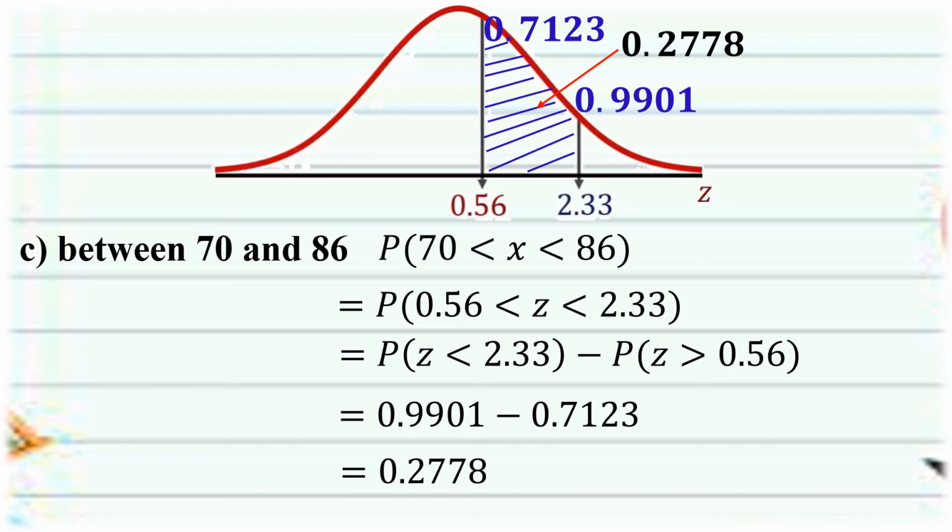So the area of this one is equal to 0.2778. And since we are going to determine the percent, we are going to multiply it by 100%, which is equal to 27.78%. So the percent between 70 and 86 is equal to 27.78%.